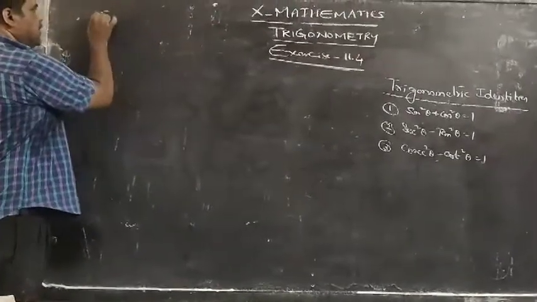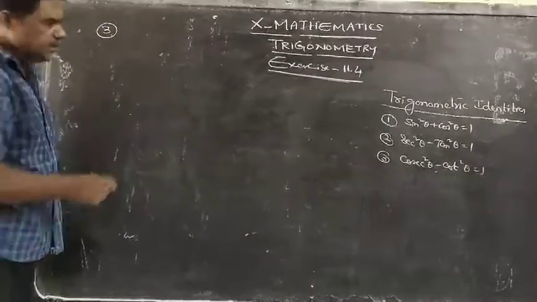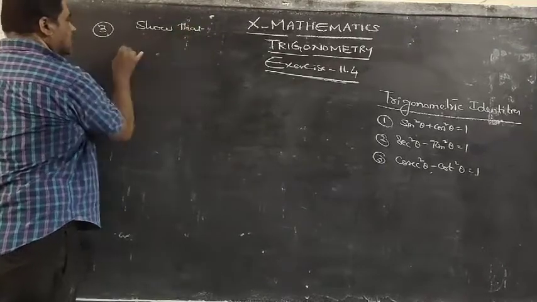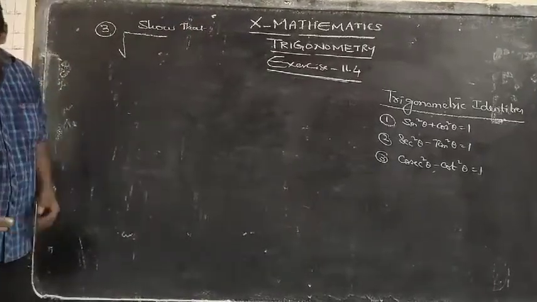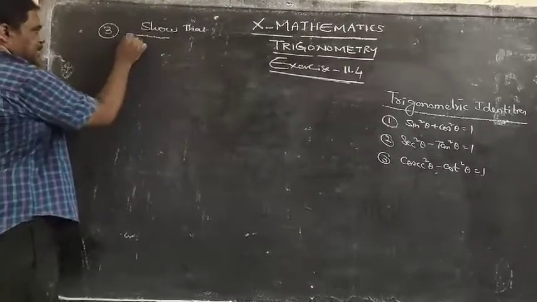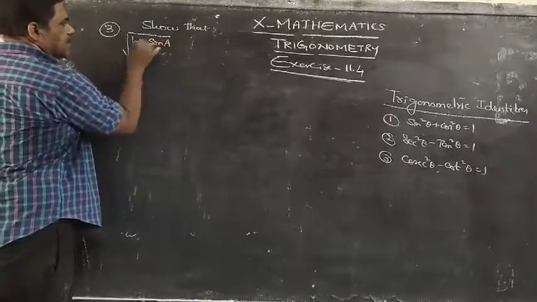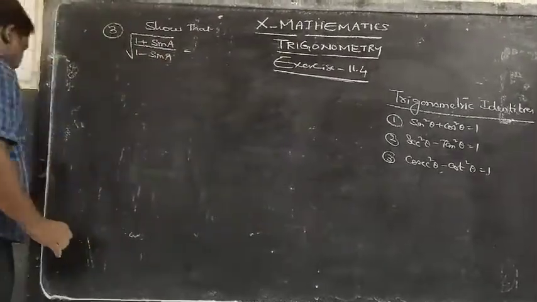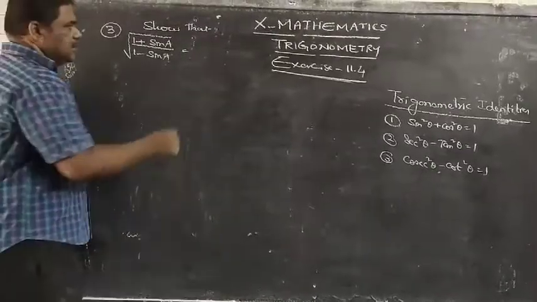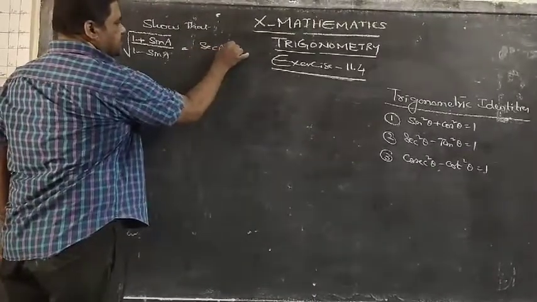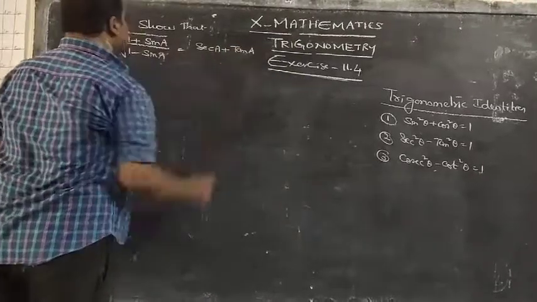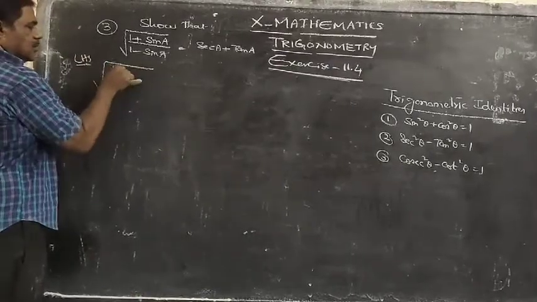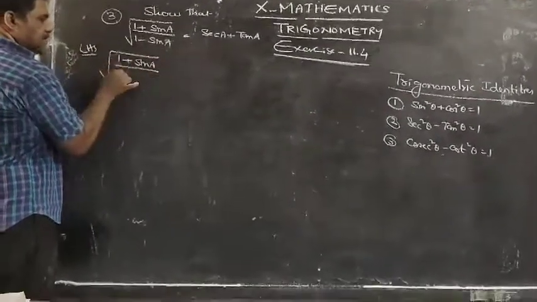Right, question number 3. Show that square root of 1 plus sin a by 1 minus sin a is equal to secant a plus tan a. Now let us consider LHS. Root of 1 plus sin a by 1 minus sin a.